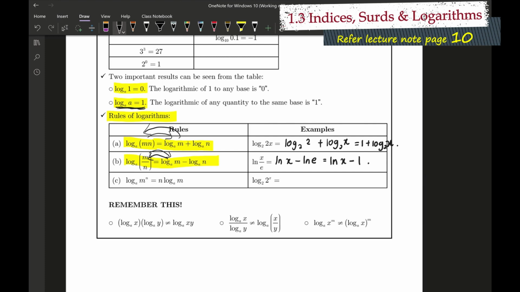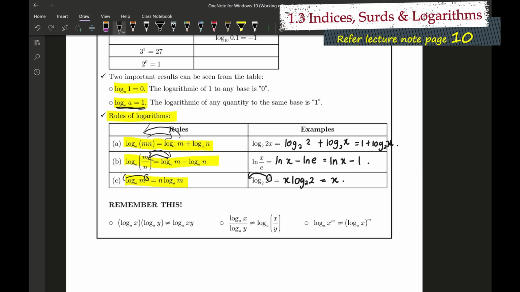Alright. And the last one is where log m power of n base a. Here we can bring down the power. The power we can bring down. So it will become n log m base a. So for this one, when we bring down the power, it will become x log 2 base 2. And then log 2 base 2, what is the answer? It will give you 1, right? So the final answer is just x and only x.